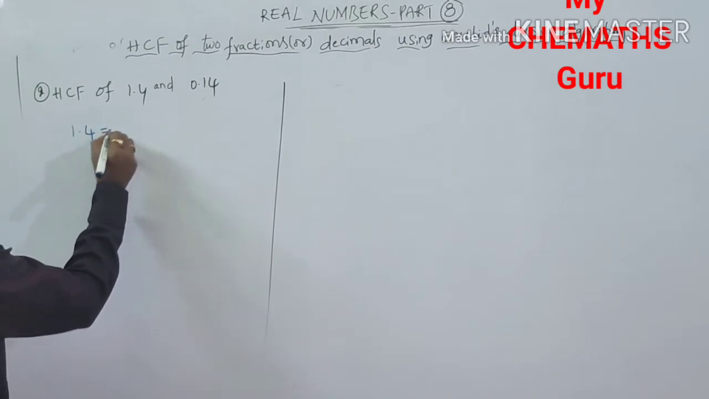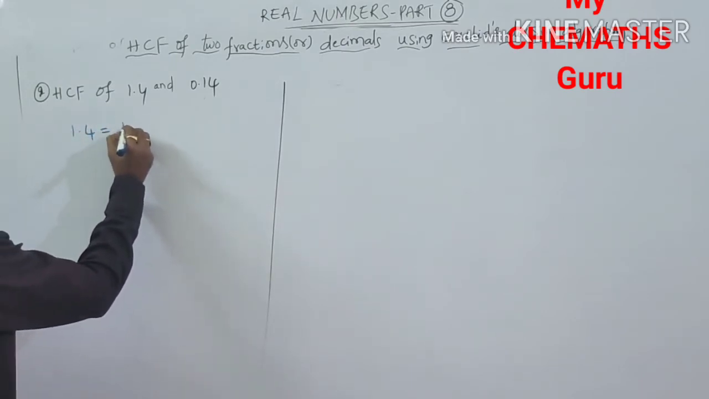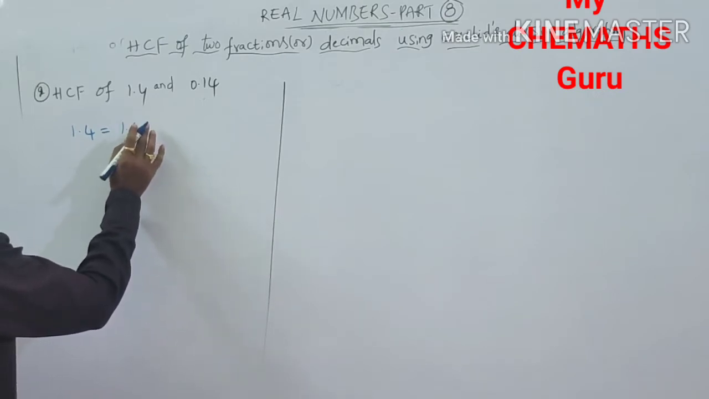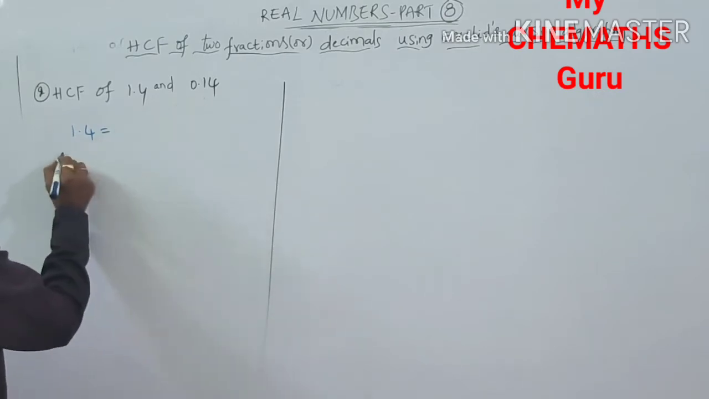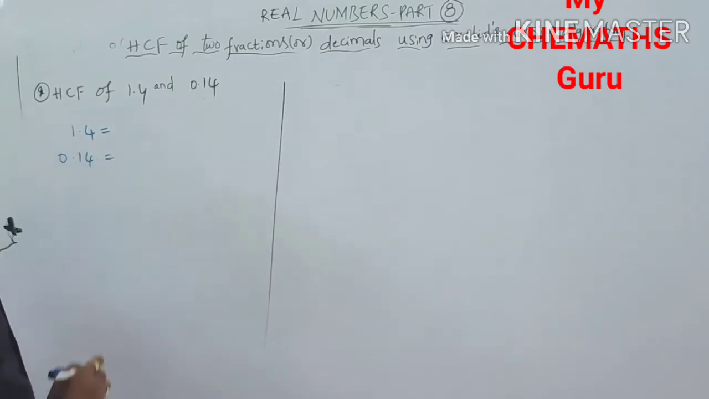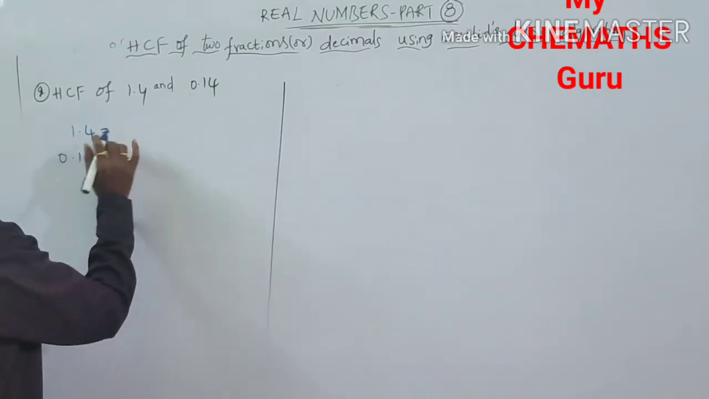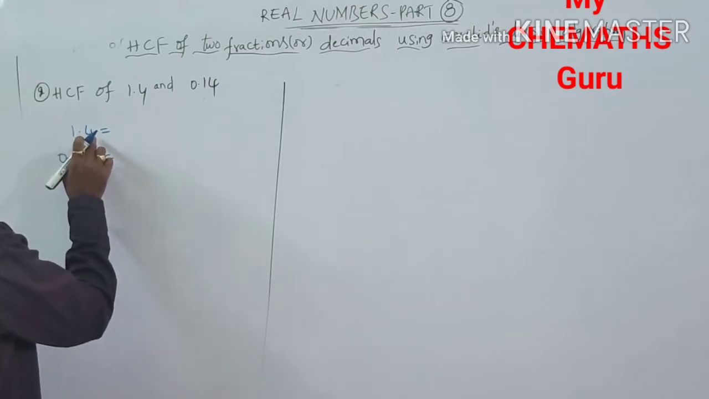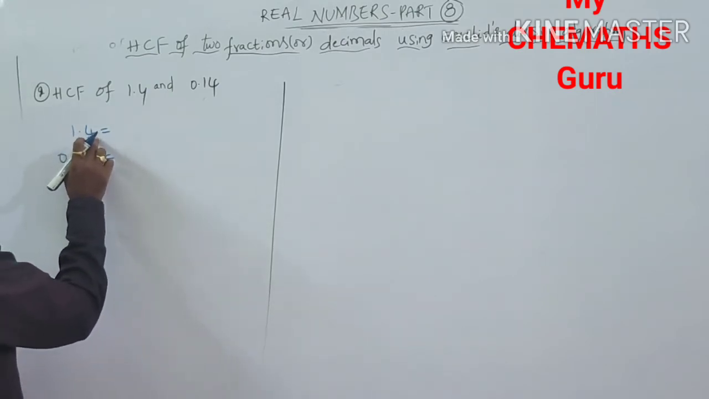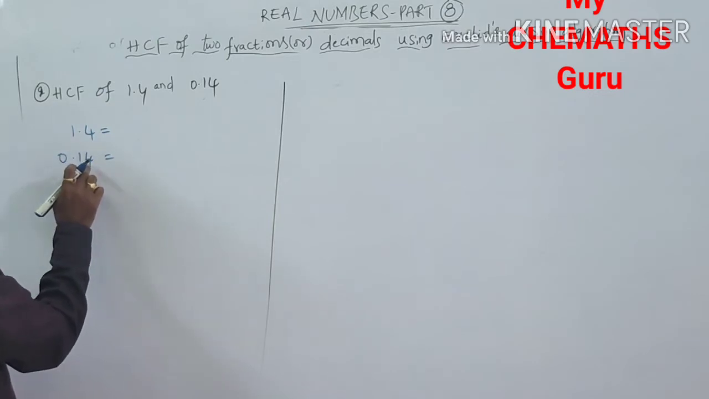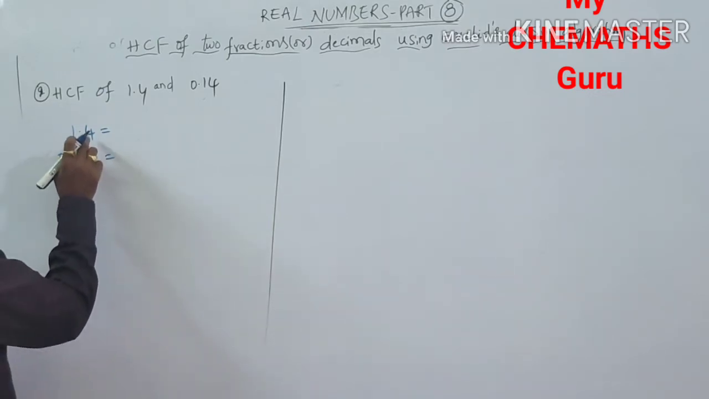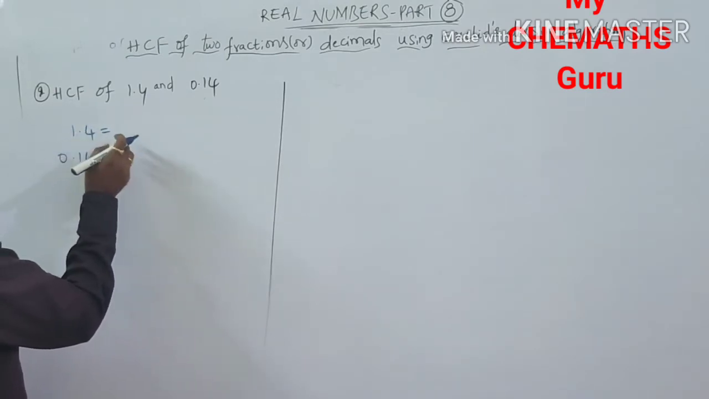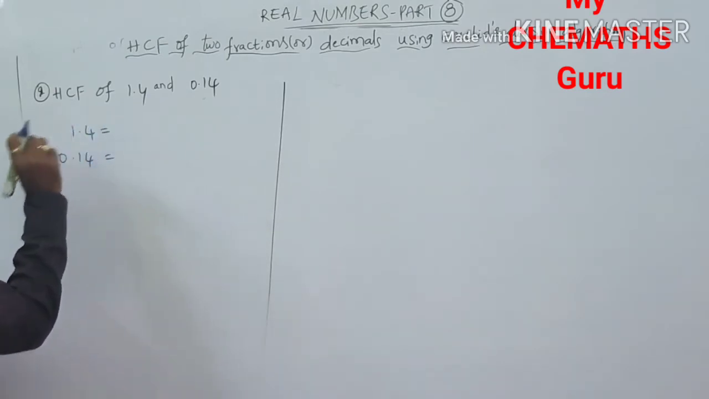So 1.4 can be written as 1.4 itself, and 0.14. These are the given decimals. Now 1.4 and 0.14. After the decimal point, how many digits occur here? Only one, that is 4. Here two decimals are there. So in 1.4 also, after the decimal point there should be two decimals.